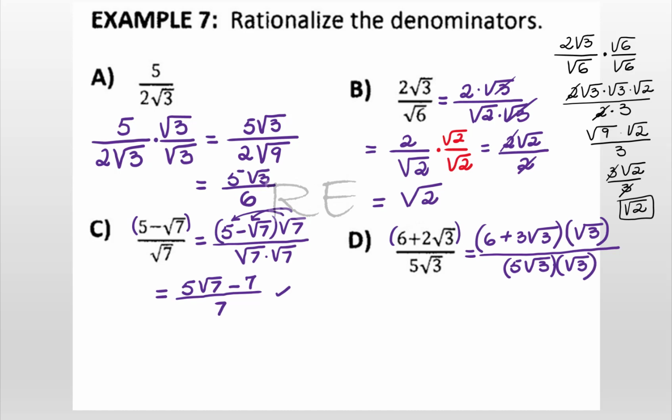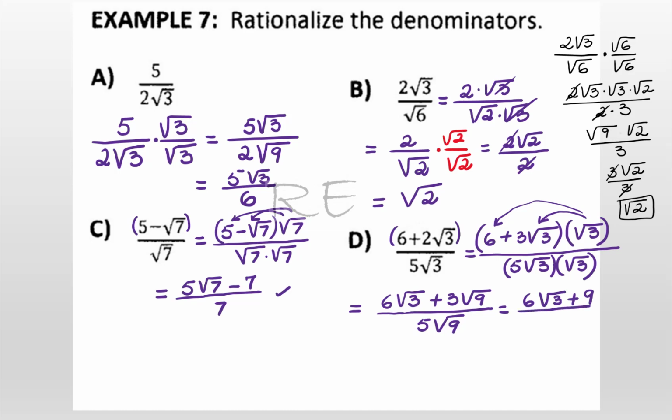Now, we're going to use distribution, 6 times square root of 3, 6 square root of 3, plus 3 square root of 3 times square root of 3, that is 3 square root of 9, divided by 5 times square root of 9. 6 square root of 3 plus 3 times 3, plus 9, divided by 5 square root of 9. Square root of 9 is 3. 5 times 3.